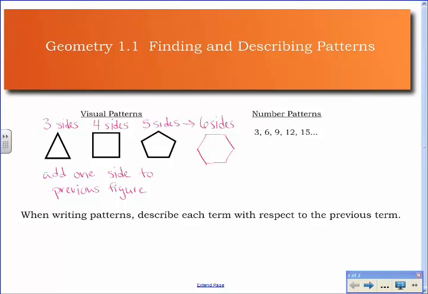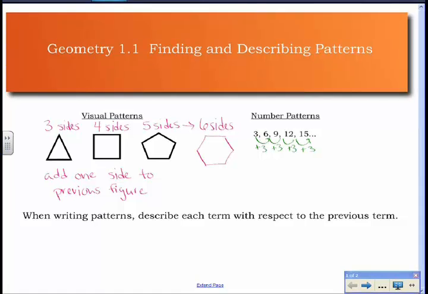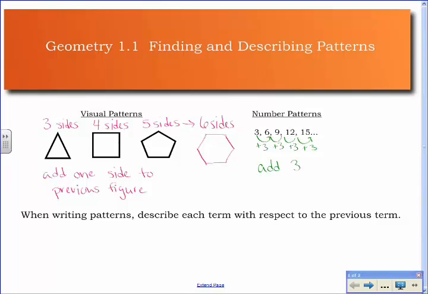So now let's move over and talk about this number pattern. In number patterns, one strategy is to look at how the terms change from one to the next. In this pattern, from 3 to 6, I'm adding 3. From 6 to 9, I'm adding another 3. 9 to 12, you add another 3. 12 to 15, another 3. So my rule would say that I'm adding 3 to the previous term. Using that rule, I can add 3 more to 15 and predict the next term to be 18.